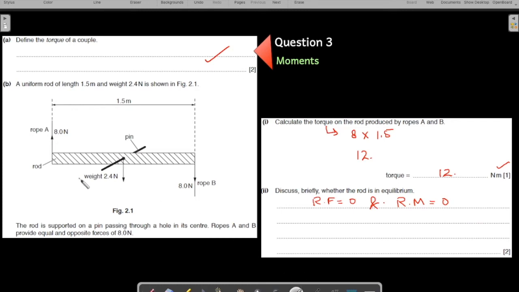If you look carefully, the rod is turning ultimately. Turning means there is a moment, there is a turning happening, so resultant moment is clearly not equal to 0, and the total resultant moment you have calculated here is 12, not 0. So therefore you can say it is not in equilibrium.